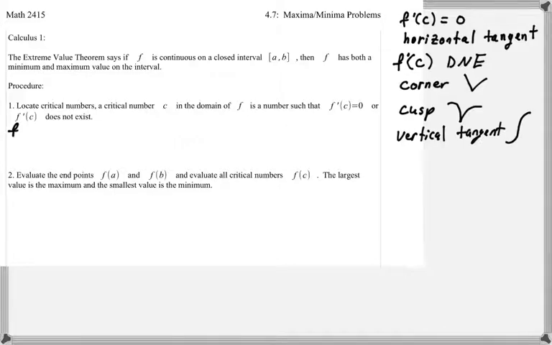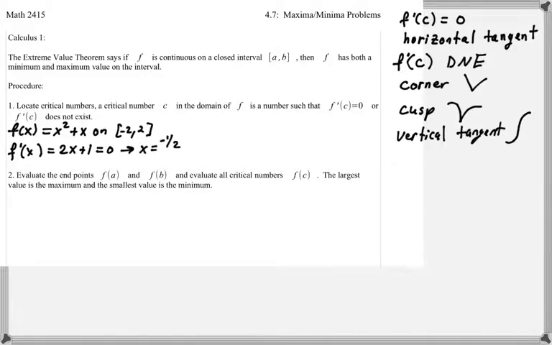So let's make up a function here. Let's say f of x is equal to x squared plus x on the interval negative 2 to 2. The first derivative is going to be 2x plus 1, and we solve that equal to 0 to find our critical value, x equals negative 1/2. There's no place where this function's undefined, so x equals negative 1/2 is our one critical number. Once we've done that, we evaluate the endpoints f of a and f of b, and evaluate all critical numbers f of c. The largest value is the maximum, and the smallest value is the minimum.